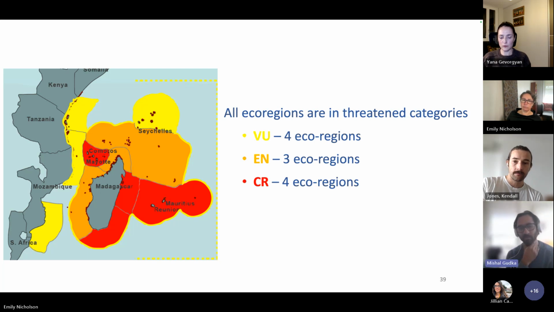This work was spearheaded by an NGO based in Kenya called CORDIO East Africa, with regional involvement from research and government institutions. The key result we found is that coral reefs of the Western Indian Ocean were vulnerable to collapse. We split the reefs into ecoregions, I think 11 overall, and we were able to assess each ecoregion individually, finding that 4 ecoregions were vulnerable, 3 were endangered, and 4 were critically endangered. So, not so positive.